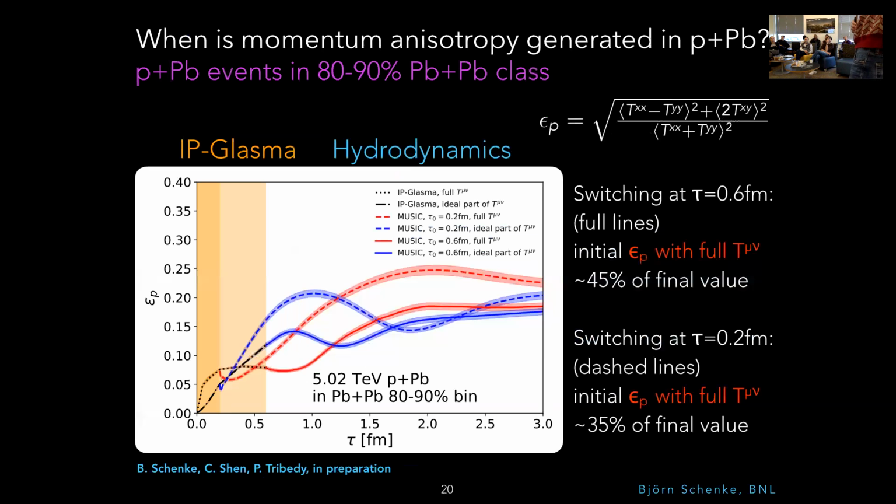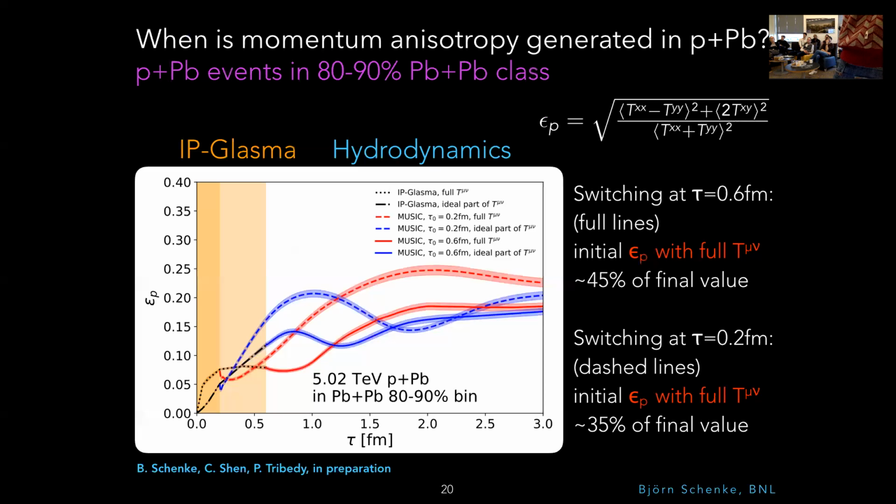So focus first only on the solid line. So this is when we match to hydro at 0.6 Fermi. And focus only now on the solid red one, right? So this is using the full T mu nu in this expression, and we're switching at 0.6 Fermi. And so you see, okay, we have perfect matching by construction because the T mu nus look the same.